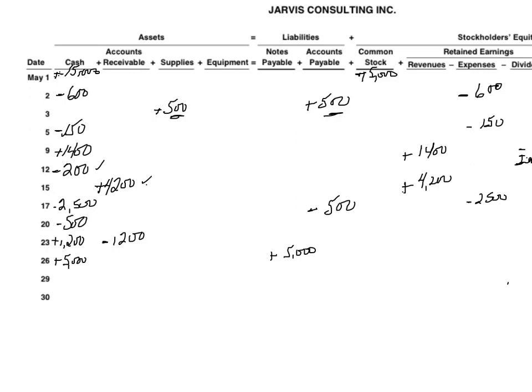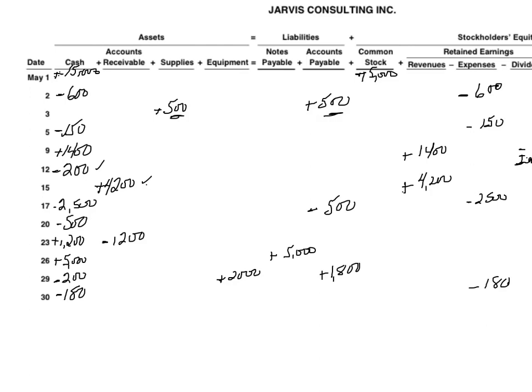Okay, so on the 29th, I purchased office equipment, $2,000, paying $200 in cash and the balance on account. Alright, so my office equipment goes up $2,000. But I paid only $200 cash, so my cash goes down, negative $200. And my accounts payable goes up $1,800. So notice I have plus $1,800 on the right side of the equal sign and plus $1,800 on the left side. And lastly, the 30th, I paid $180 in utilities. So I paid that with cash. And utility is an expense, so I have that. And I totaled. That's it.